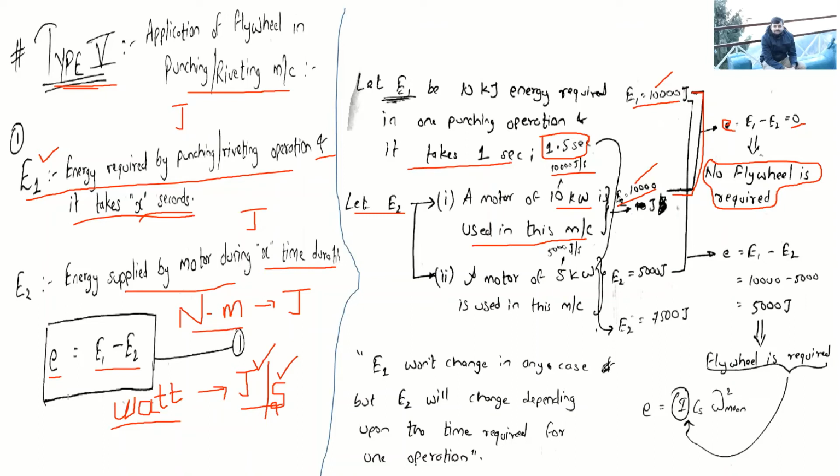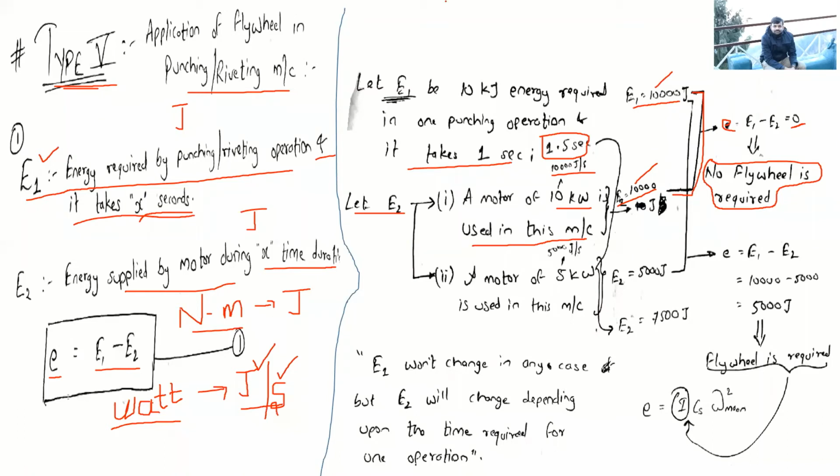So when do we use a flywheel? Whenever there is a fluctuation of energy. No fluctuation of energy is here, so a flywheel is not required. But what will happen is, so much energy will be consumed all the time, even when it is not required, because we require the maximum amount of energy only during the punching time. The rest of the time the piston is moving idle, so at that time not that much energy is required.